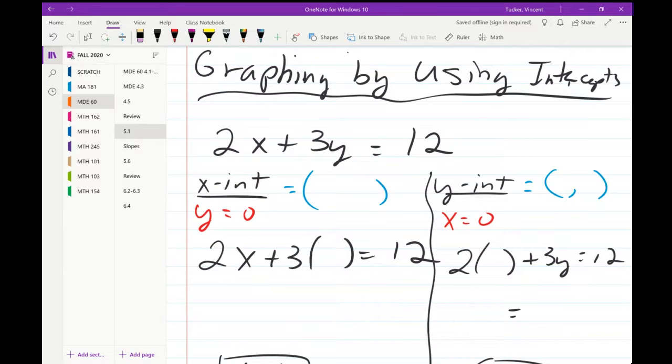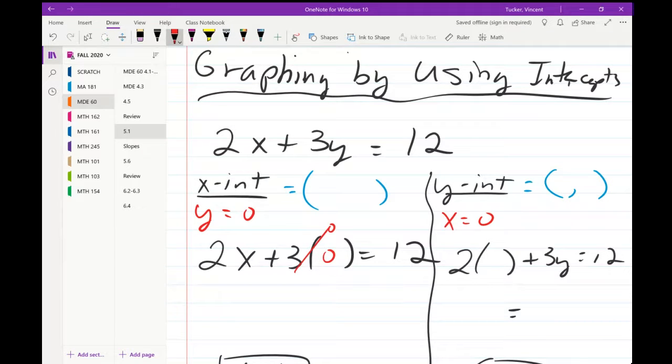All right, so we just want to find our intercepts. It doesn't matter which intercept you find first. Here we have 2x plus 3y equal to 12. I always decide to find my x-intercept first. If that's the case, you let y be equal to zero. Remember, the characteristic of all x-intercepts is that y is equal to zero. So plug in zero for y.